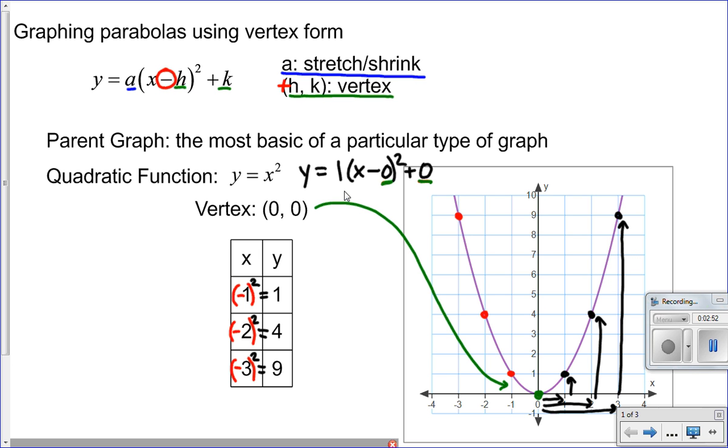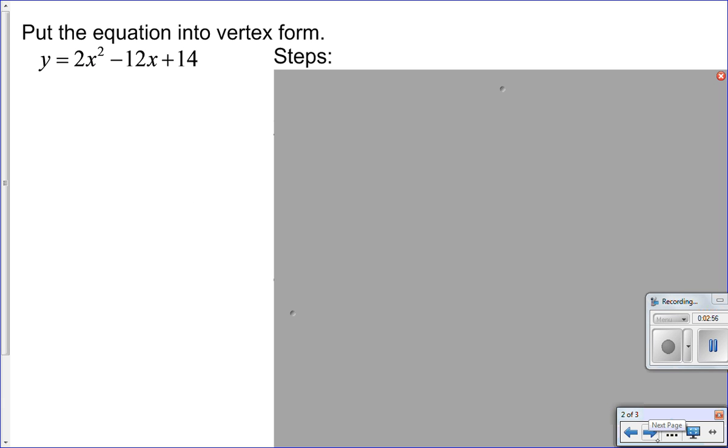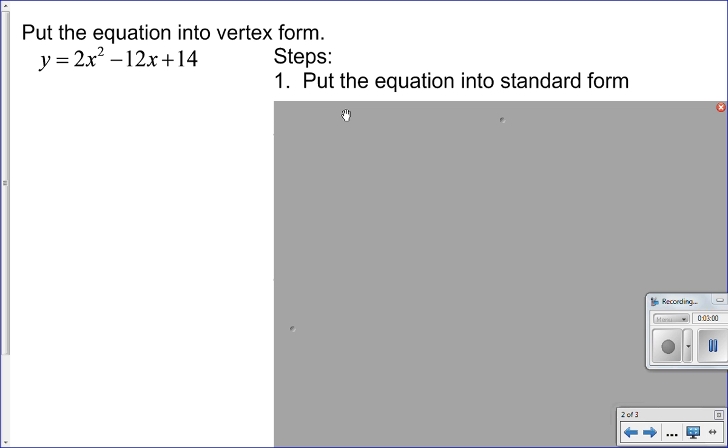Now let's take a look at a graph that's not in vertex form so we can find out how to make it that way. Our steps, first step, put the equation into standard form. Standard form, remember, looks like y equals ax squared plus bx plus c. And our equation that we're given is in standard form, so we don't actually have to do anything for that step.